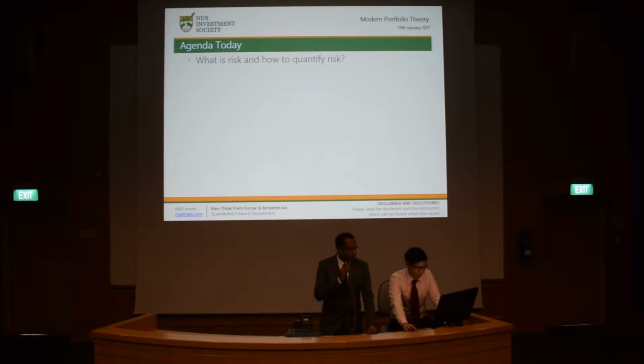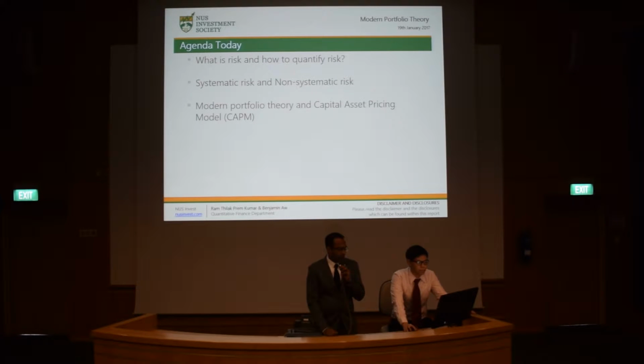So let's quickly go through the agenda that we have for today. First, we talk about what is risk and how we're going to quantify the risk. Next, we go deep into the aspects of systemic and non-systemic risk. After that, we talk about the modern portfolio theory and more specific aspects of it: the capital asset pricing model, the security market line, followed by beta itself in detail.